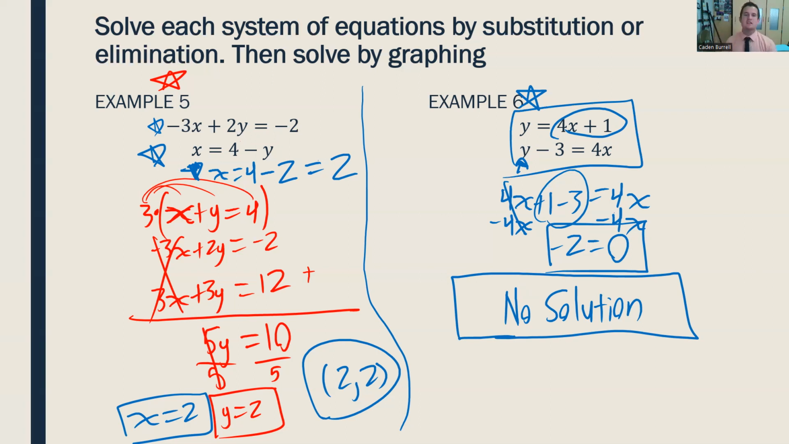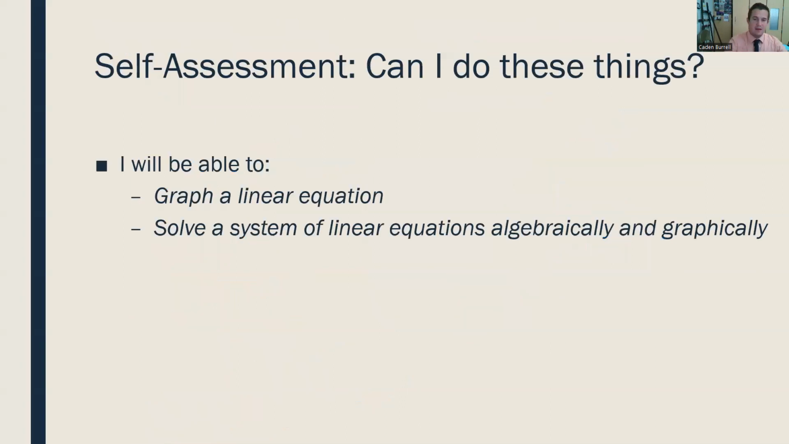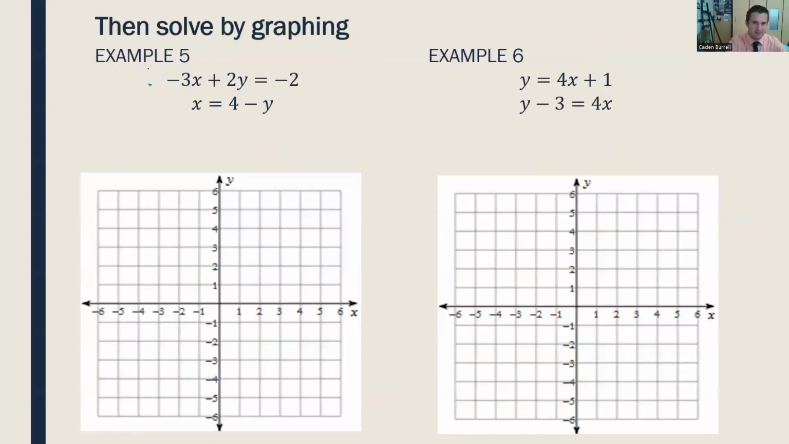Okay, so we've talked about solving these systems of equations by elimination and by substitution. Now let's solve those same systems of equations by graphing. Just for reference, the solution here was 2, 2. The solution here was no solution. We'll see what that looks like in graph form in just a minute.